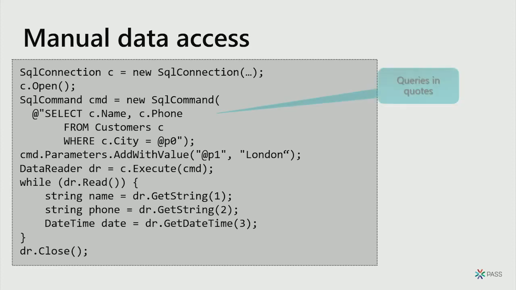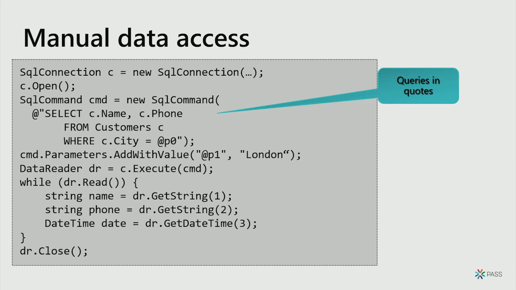Okay, let's see how many of these items you found. We already mentioned this: because we have the queries in quotes, there's no real compile-time checking. Does the customer's table actually have a column called phone, right? We're just trusting the developer knows what they're doing and is putting the right thing in there. Because it is parameterized, we are guarding against SQL injection.